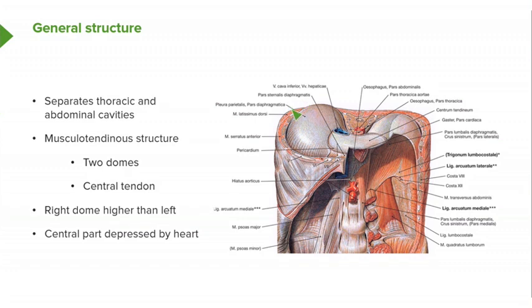We can see, as we did in the body map slide, that the right dome, or the right hemidiaphragm, does extend more superiorly than does the left dome of the diaphragm. And then the central portion that we see here between the two domes is depressed, and the reason that this central location of the diaphragm is depressed is that the heart is located in this region.